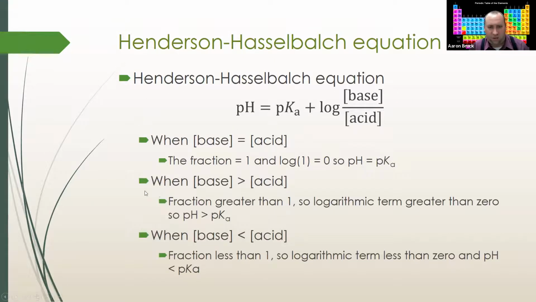When they're not the same, when the base is higher, we end up getting a value here that is greater than 1. And so as a result of that greater than 1 logarithm, this is going to tick up slightly. The pH is going to be slightly above the pKa. When the acid is the dominant species, as in the case when we add strong acid, our logarithm here is going to dip below 1, which means that this is going to be a negative value, and the pH is going to be slightly below the pKa.